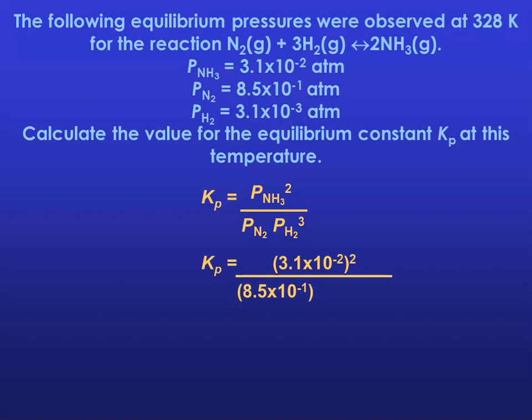Substitute in our quantities. 3.1 times 10 to the negative second for ammonia, 8.5 times 10 to the negative first for nitrogen, and 3.1 times 10 to the negative third for hydrogen. When we get through doing all that math, 2 sig figs, because all the partial pressures had 2 sig figs, this K is still favoring the products, but not to the extent it was in the prior question. 3.8 times 10 to the fourth. And again, this is for the temperature of 328 Kelvin.